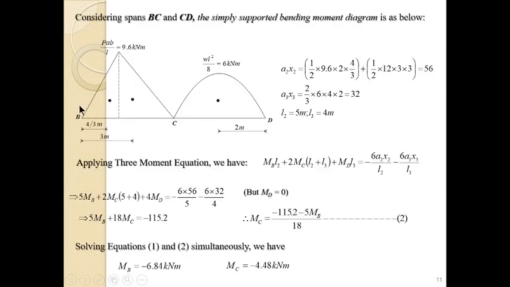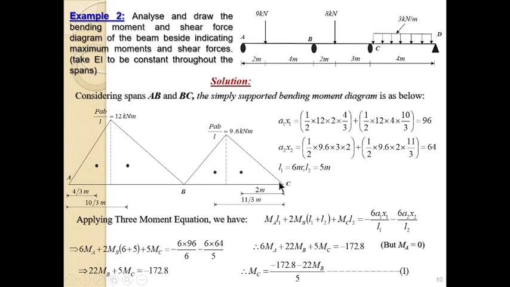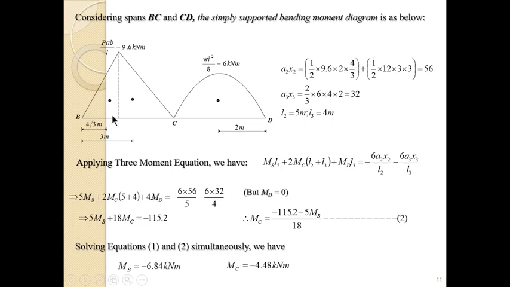Okay, so the next one is to consider span BC-CD. If we come to span BC-CD, in BC we have a point load acting at midspan. In CD, we have a UDL acting through the entire span. So we now come here. This is our span BC.